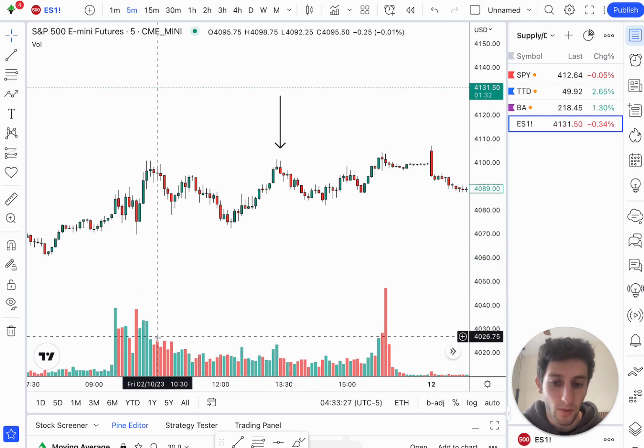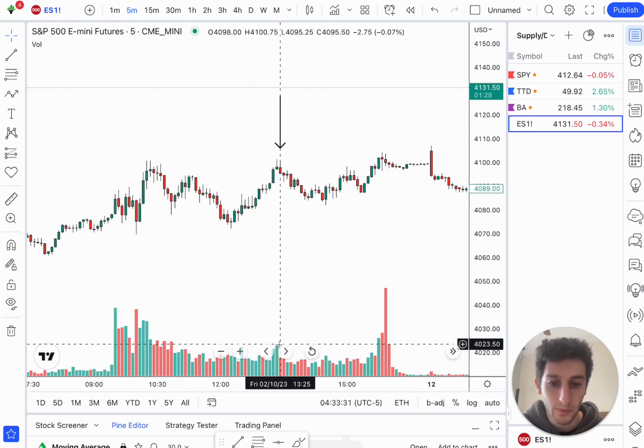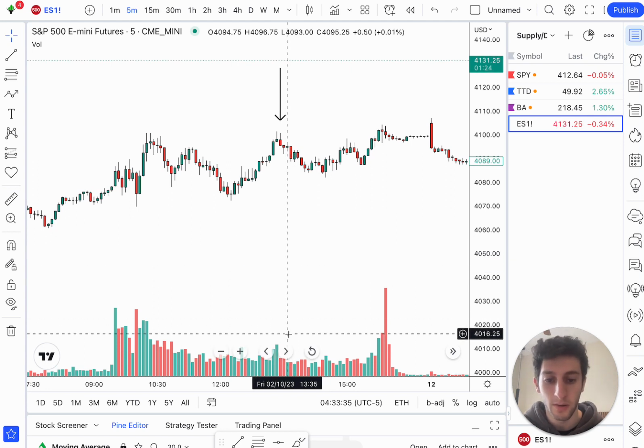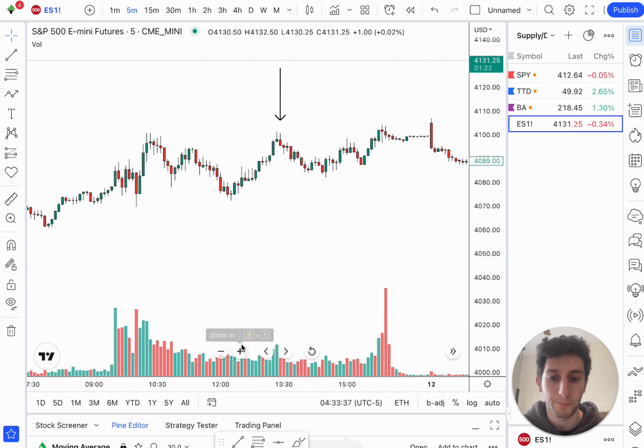So throughout the day, volume ends up fading lower. We see a little bit lower volume. Then right here, we see this volume spike as well. It's not that high compared to the previous volume, but we do see that increase in volume there.